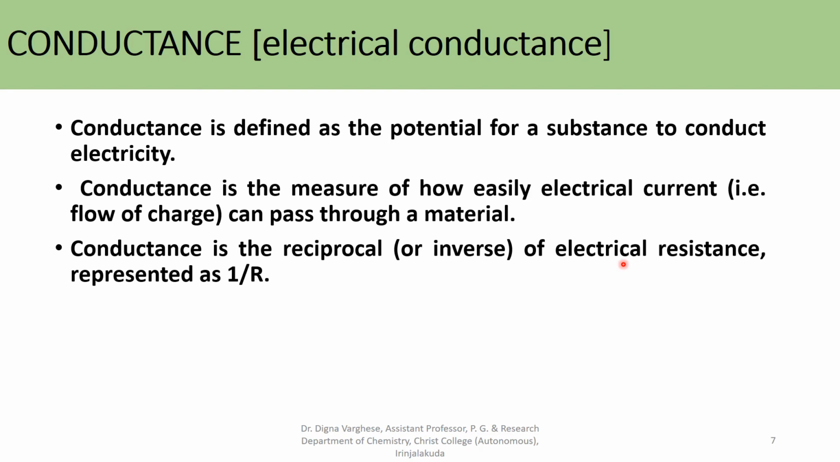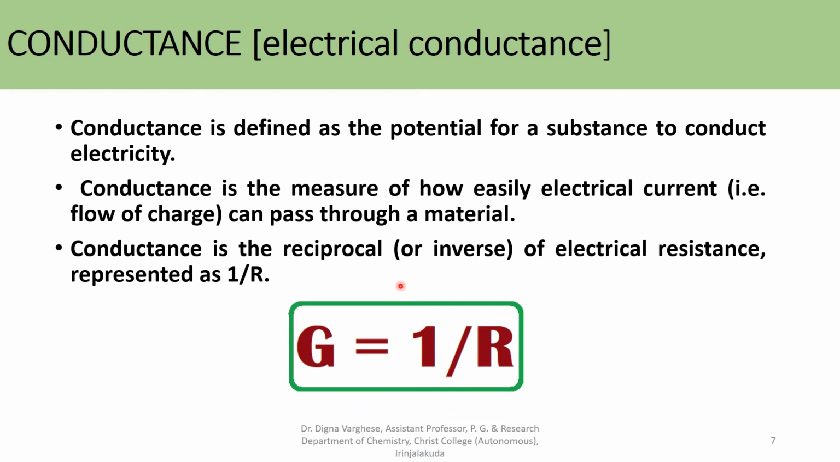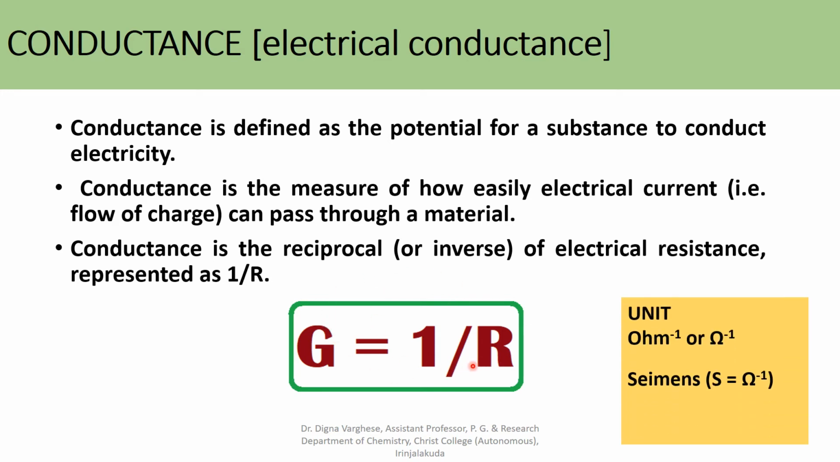So conductance is given as G is equal to 1 by R, where G is the conductance and R is the resistance. So conductance is the reciprocal of resistance. Its unit is ohm inverse. Here, 1 by R, resistance unit is ohm. So the unit of conductance is ohm inverse. In other words, ohm inverse is also known as Siemens.